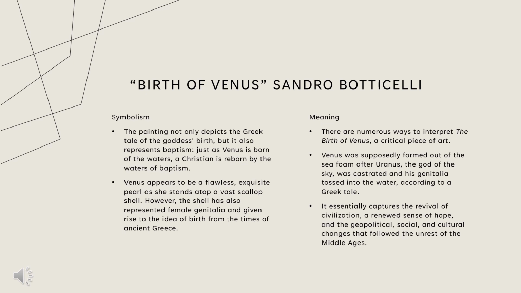The meaning behind this painting is that there are numerous ways to interpret it. One way to interpret it is that Venus was supposedly formed out of sea foam after Uranus, the god of sky, was castrated and his genitalia was tossed into the water, and then Venus emerged from the waves. And the whole meaning of this painting is that it essentially captures the revival of civilization, a renewed sense of hope in geopolitical, social, and cultural changes that followed the unrest of the Middle Ages.